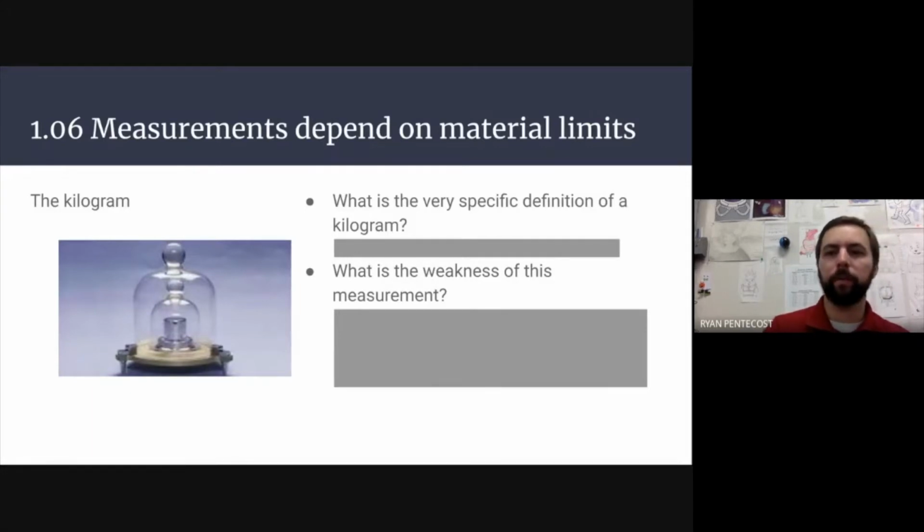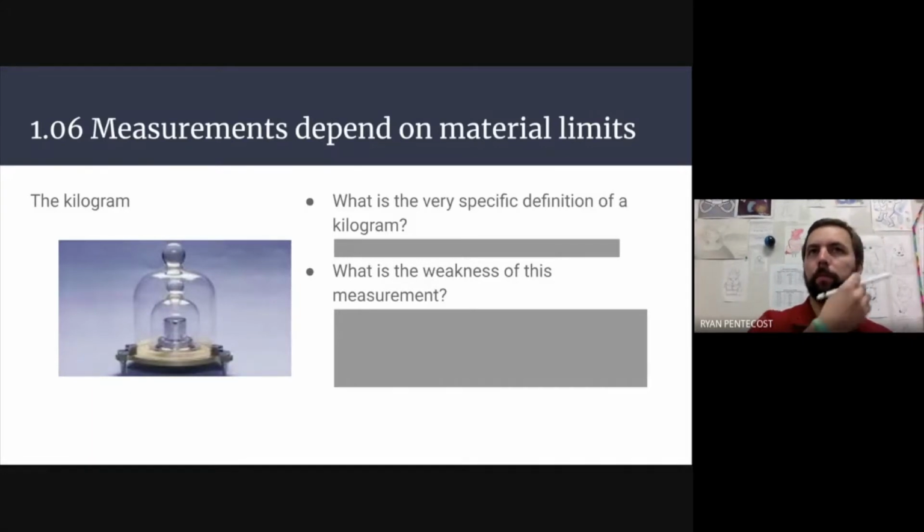Yesterday we talked about sig figs, how sig figs are really important because we're dealing with physical objects that have physical limitations. And another thing that has physical limitations is our units and our measurements. So for example, measurements depending on material limits, what is a kilogram?